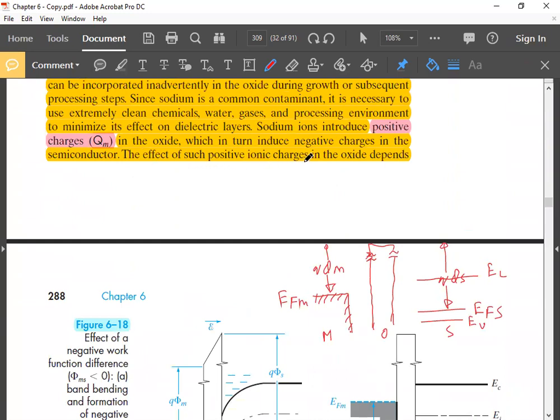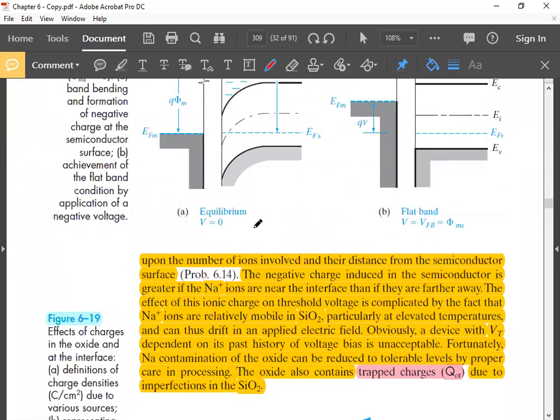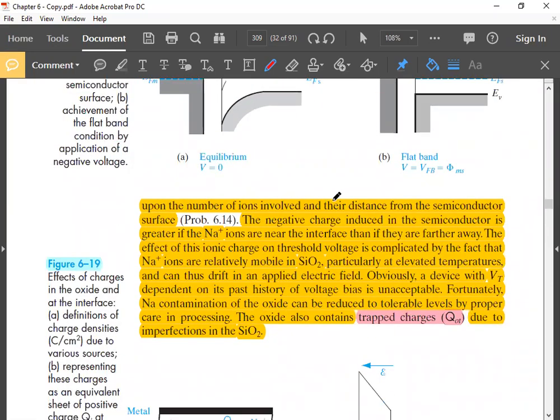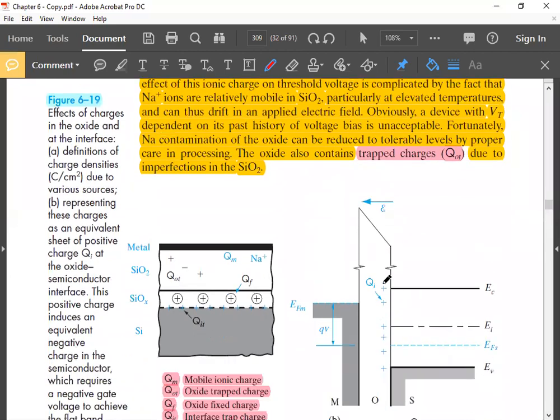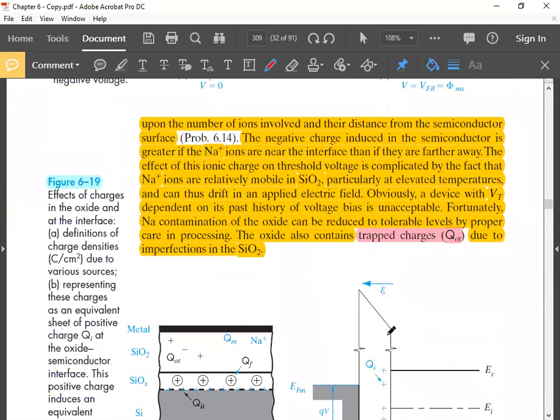The effect of such positive ionic charge in the oxide depends upon the number of ions involved and their distance from the semiconductor. So these ions may be close to the interface. In that case, their effect on the semiconductor will be more prominent. More negative charge will be induced here. Or they may be away from the interface, in which case their effect will be less prominent. And also the number of ions involved is a criterion: the more the ions, the more will be the effect on the semiconductor.